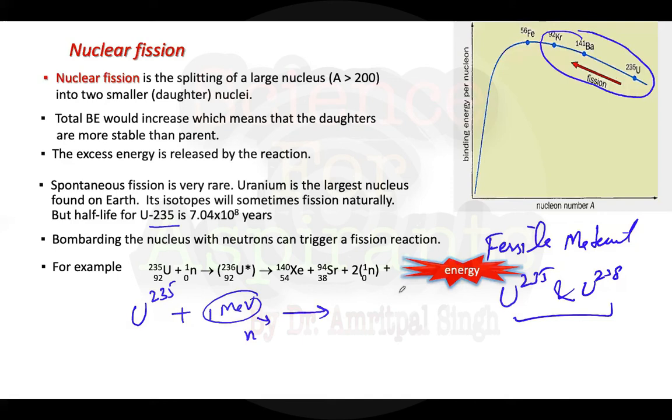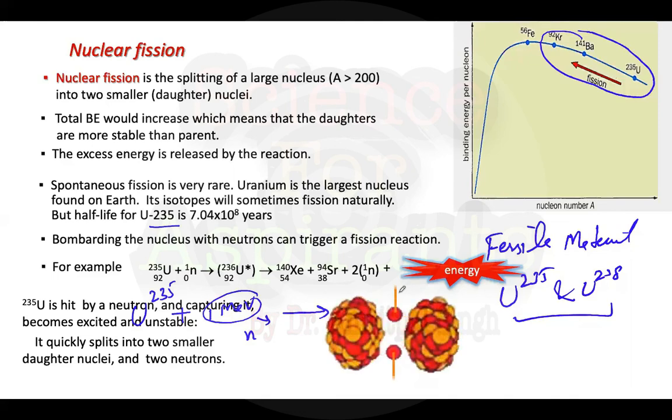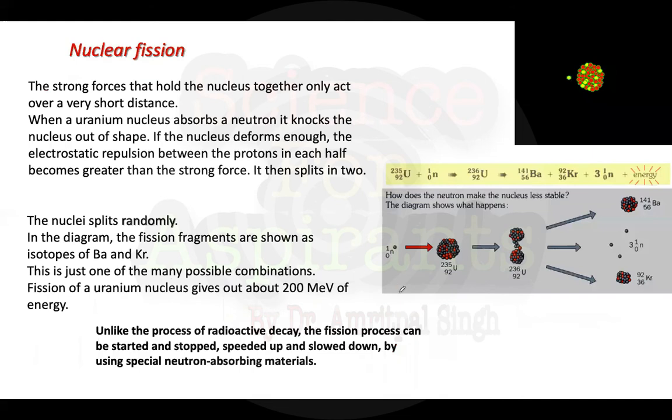The nucleus bombarded with these neutrons can trigger fission fragments. You can see the reaction: when uranium is hit by a neutron and captures it, it becomes excited and unstable, and it quickly breaks into selenium and xenon.